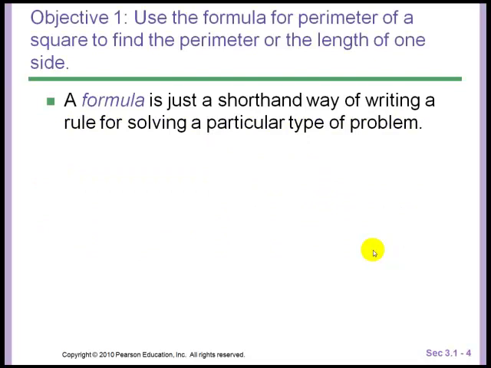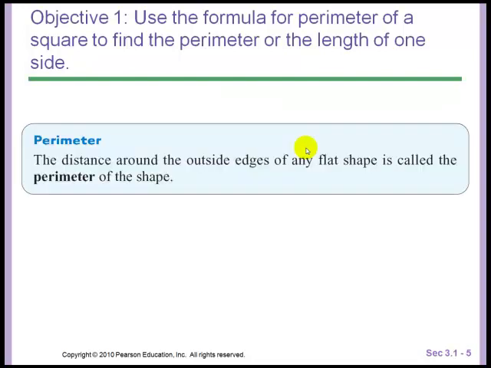This is our first section where we're going to be working with formulas. A formula is just a shorthand way of writing a rule for solving a particular type of problem. Formulas are very important not only in mathematics, but in many other subject areas including science, business, and economics. It is imperative that you learn how to work with formulas. We will be working with the formula for perimeter in this section.